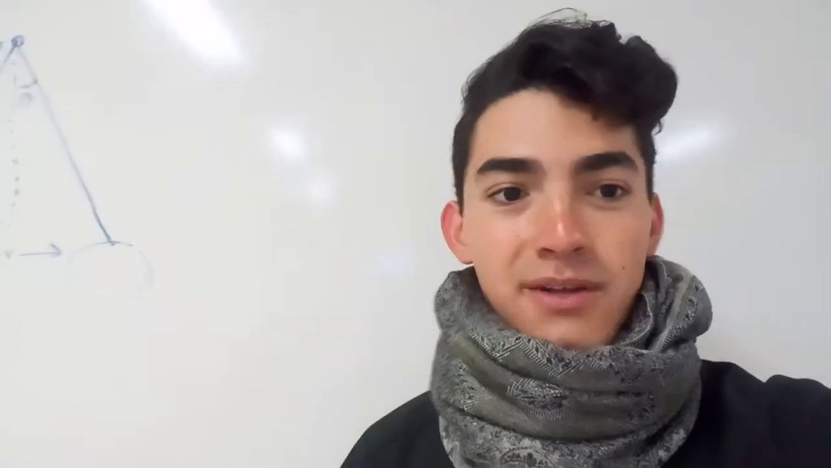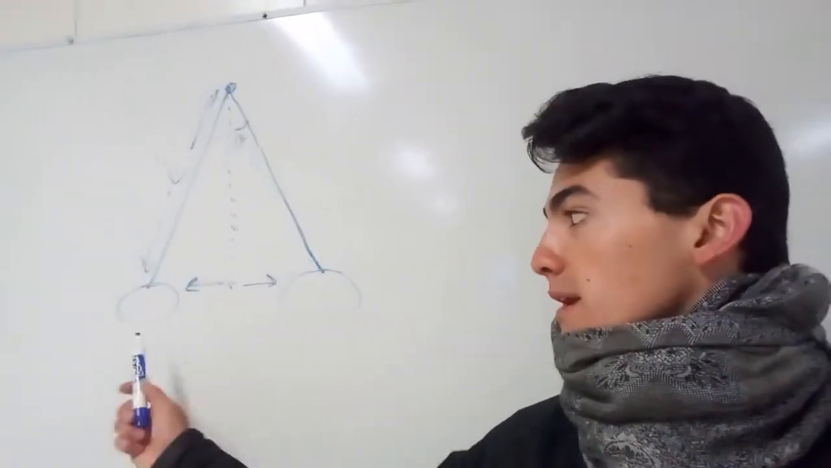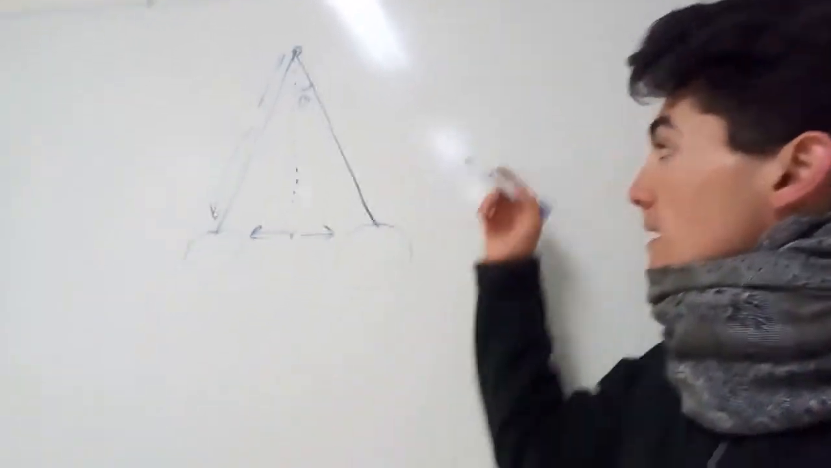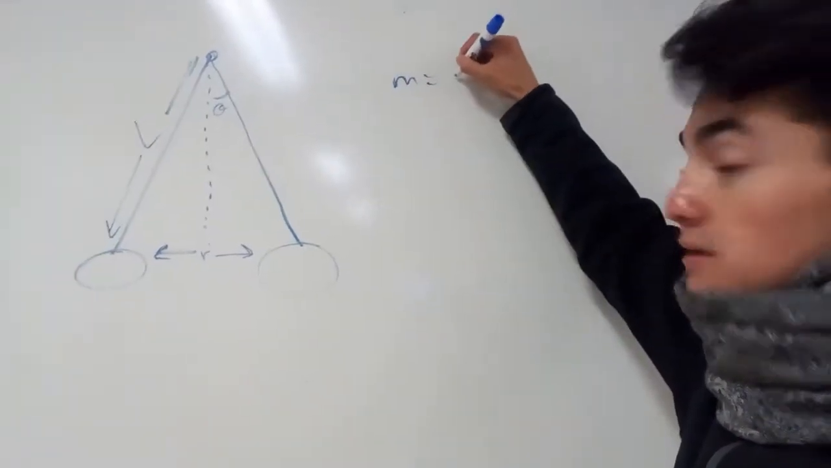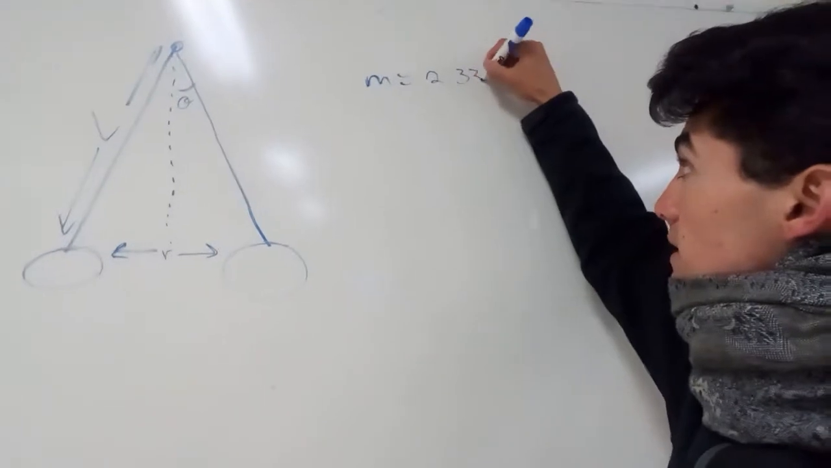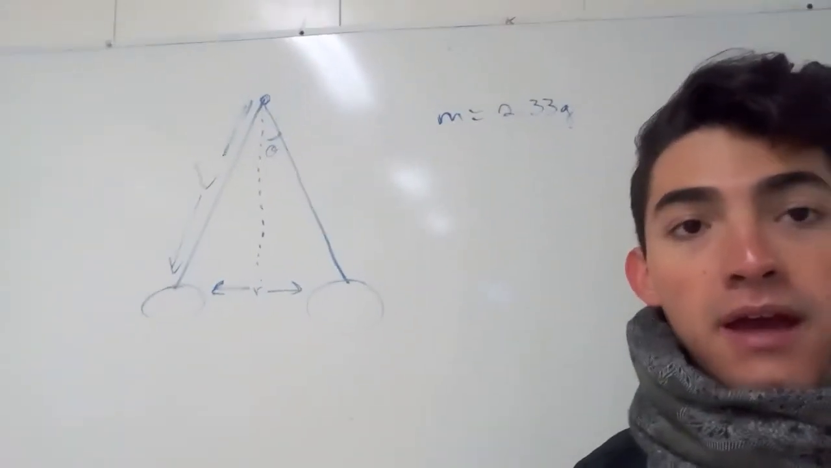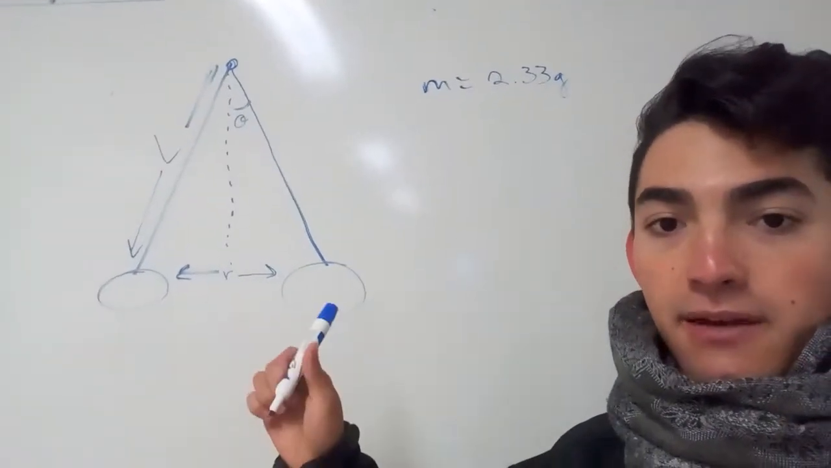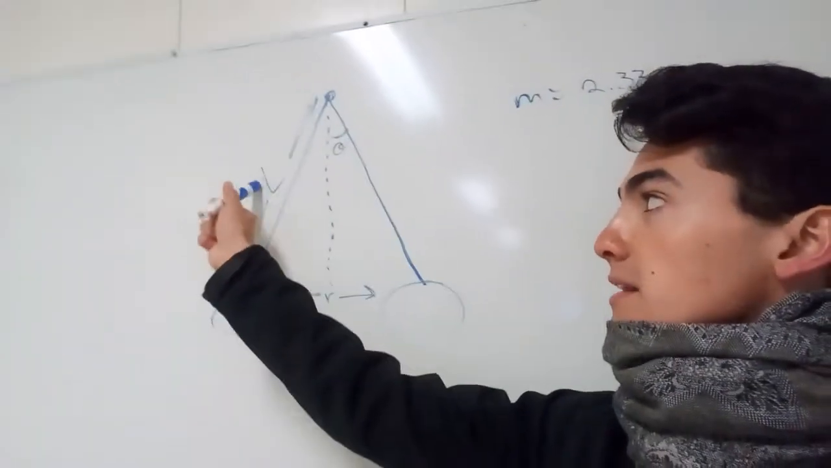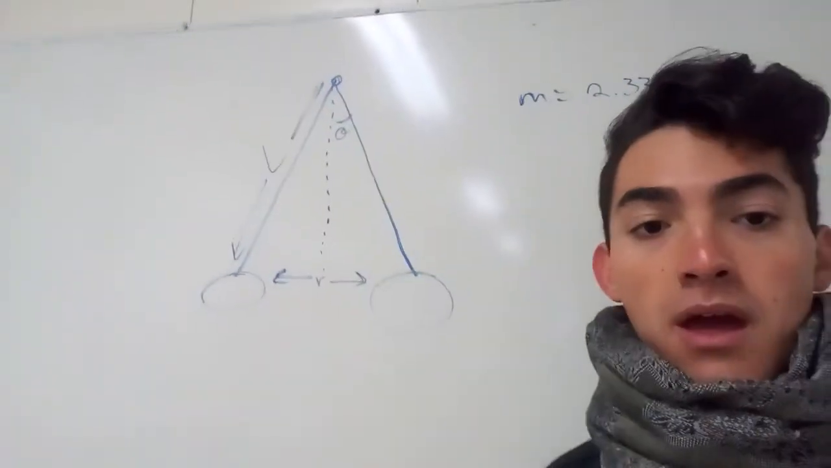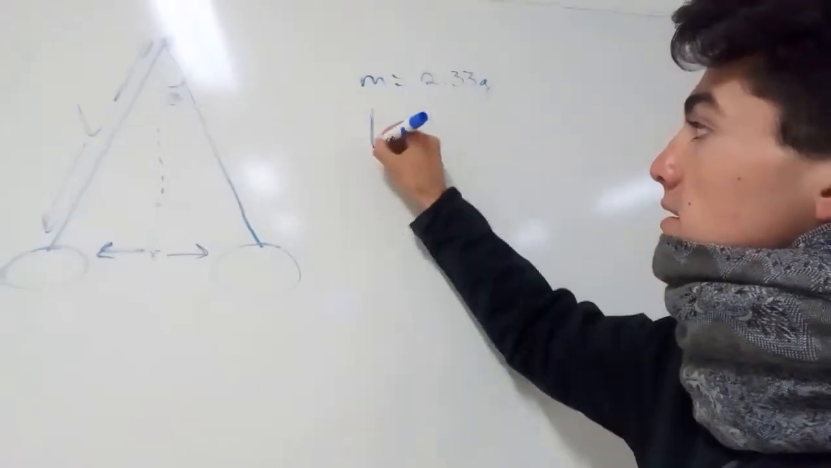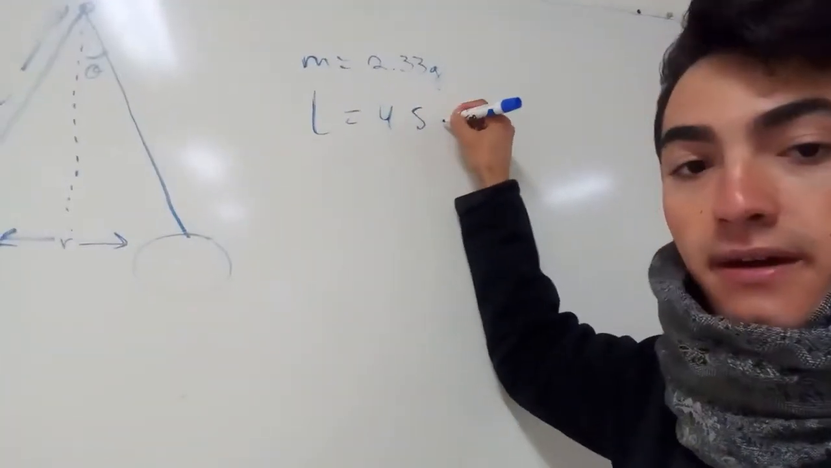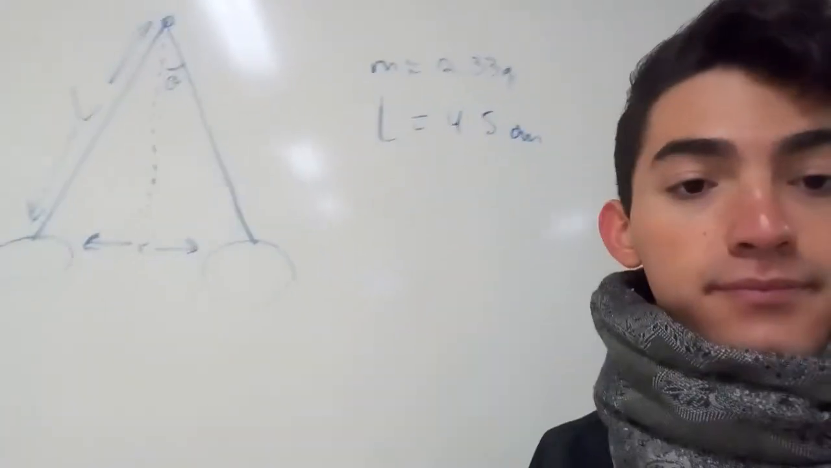I'm going to solve the first quiz of electricity and magnetism. Two spheres, each of mass m. So here we have two spheres of mass m. The mass is equal to 2.33 grams, attached by pieces of string of length L. This is the string. That L is equal to 45 centimeters.